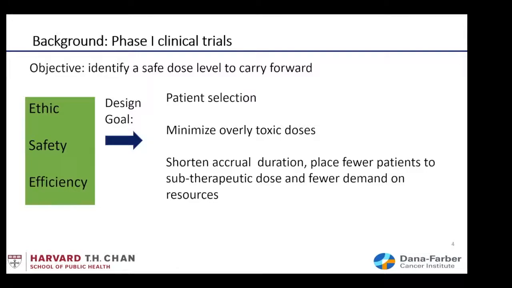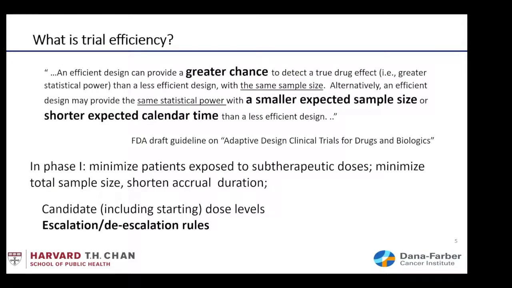Then let's talk about efficiency, the last of the 3 guiding principles. Let's review what exactly efficiency means. I copied this from the FDA draft guideline on adaptive design clinical trials for drugs and biologics. It says an efficient design can provide a greater chance to detect a drug effect than a less efficient design with the same sample size.